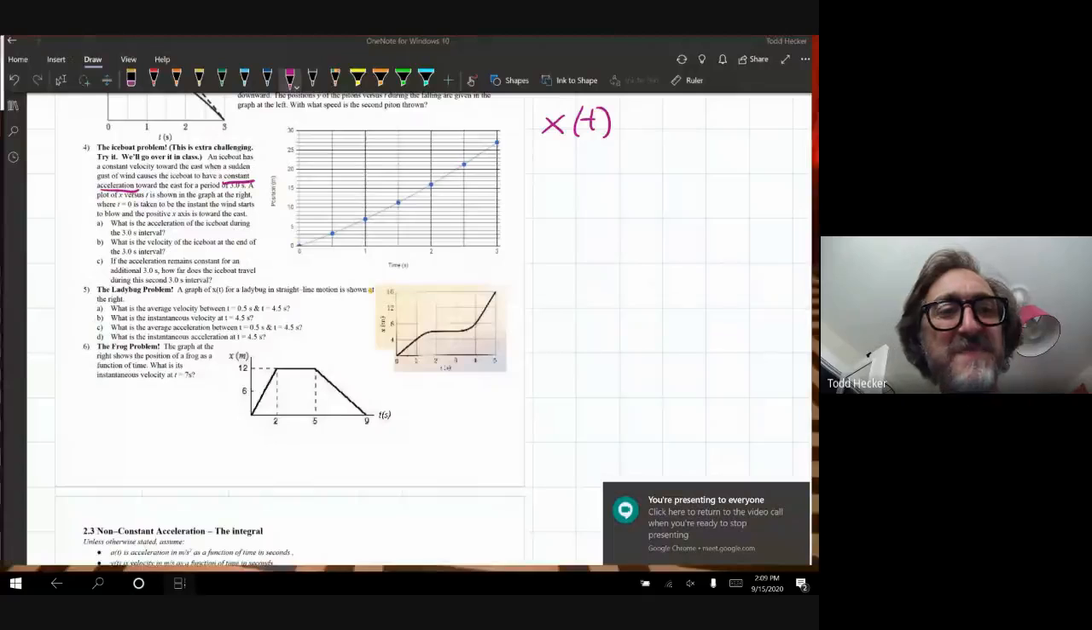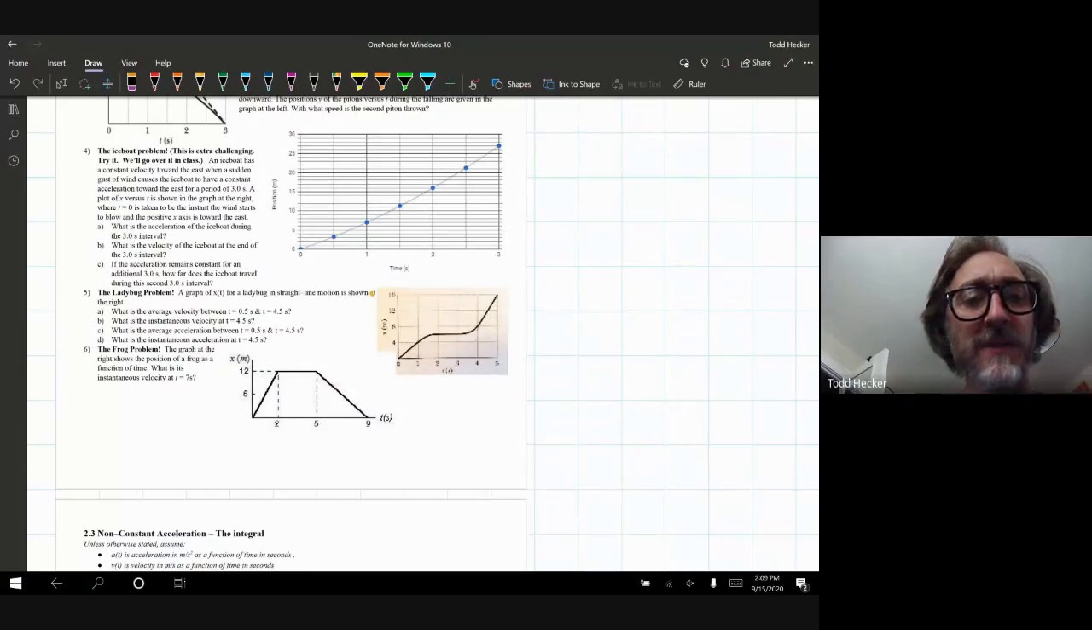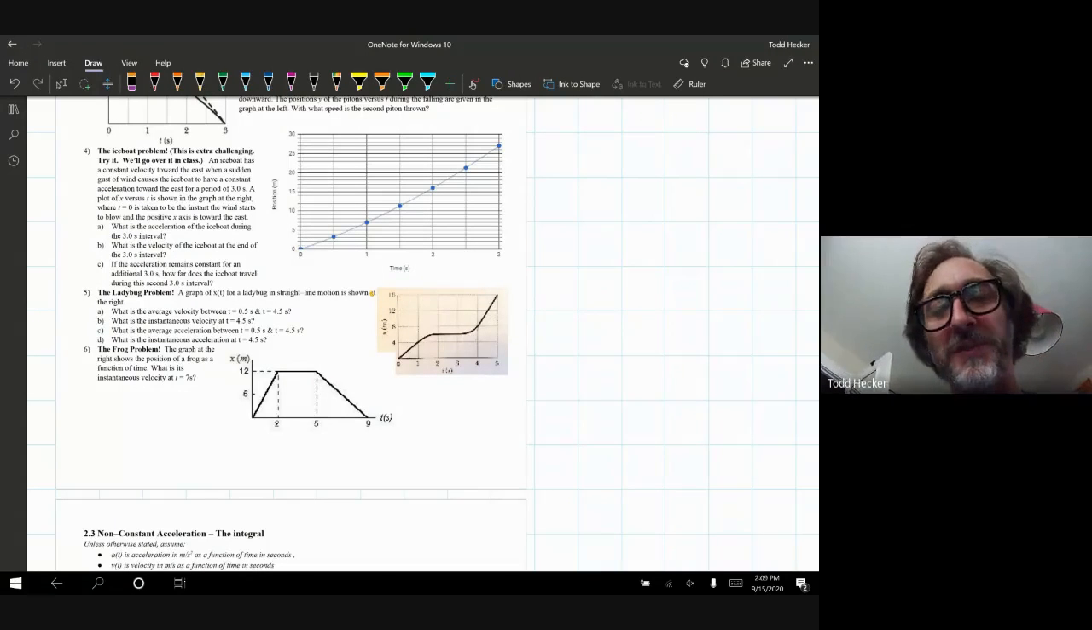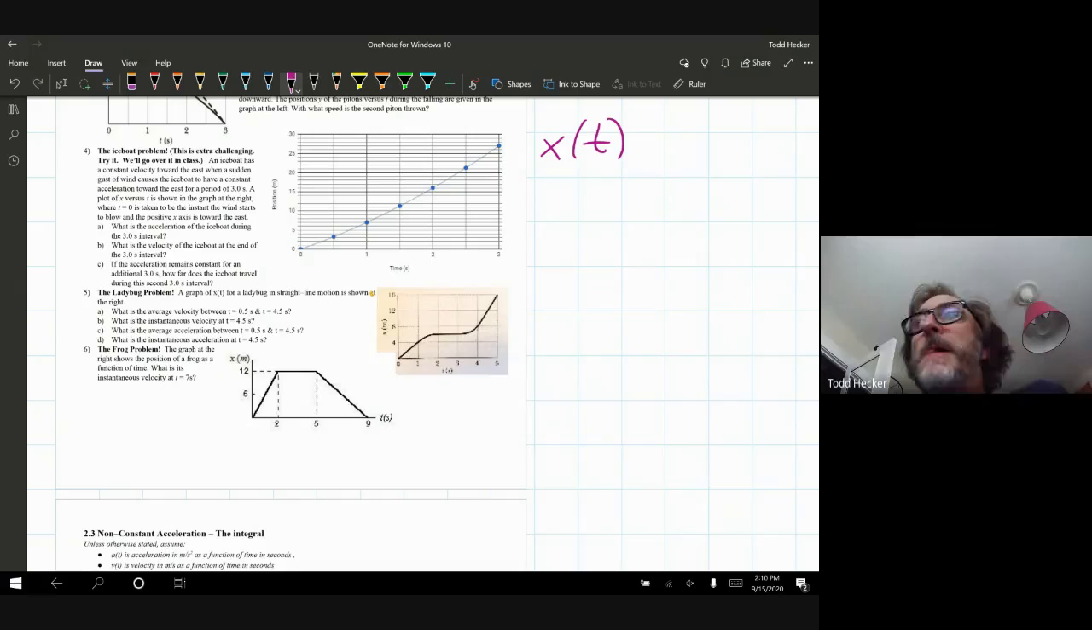All right. Okay, so I'm going to take a minute here and run through this iceboat problem. What we've got is a position time graph. What the position time graph does is, by reading the graph, it enables us to figure out the position of the iceboat at specific times.